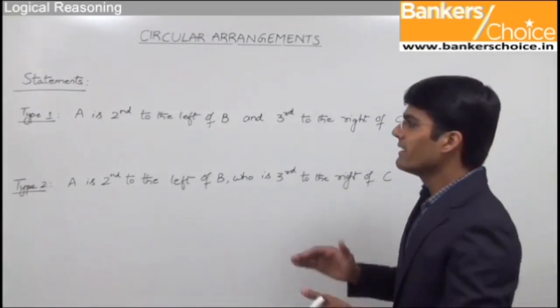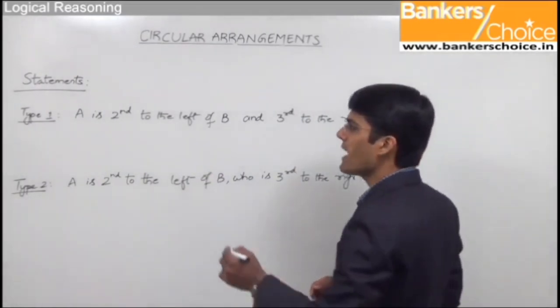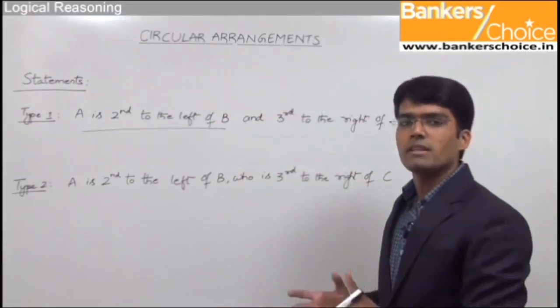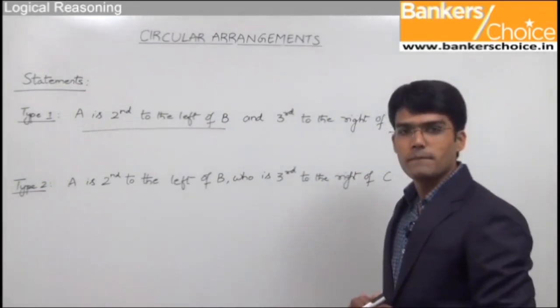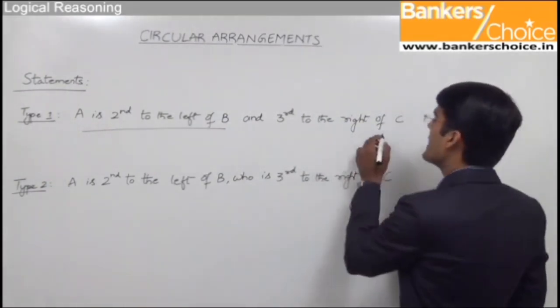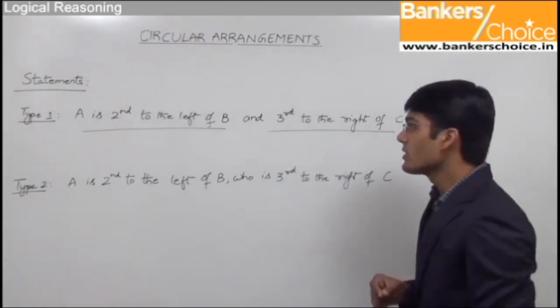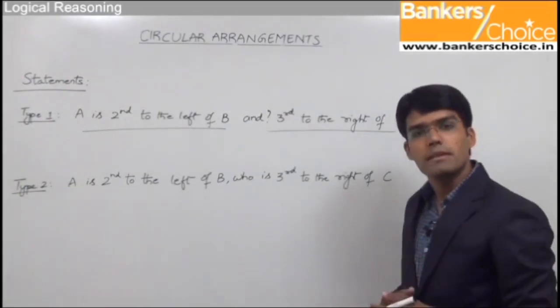As you can see here, the complete sentence can be divided into two parts. The first part is A is second to the left of B. So depending on the arrangement, we can mark A two places to the left of B. And the second part of the sentence is and third to the right of C. Now the question is, who is third to the right of C? Is it A or B?